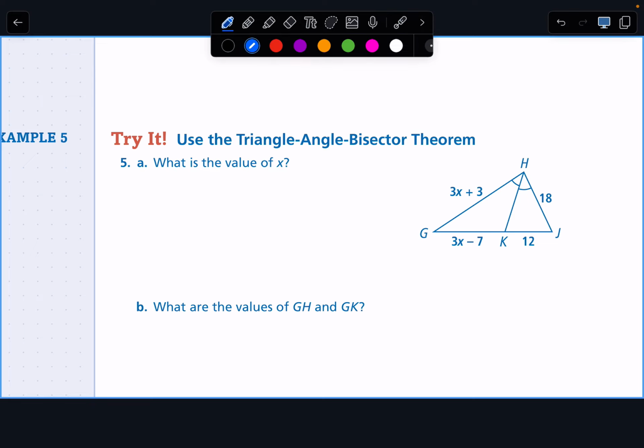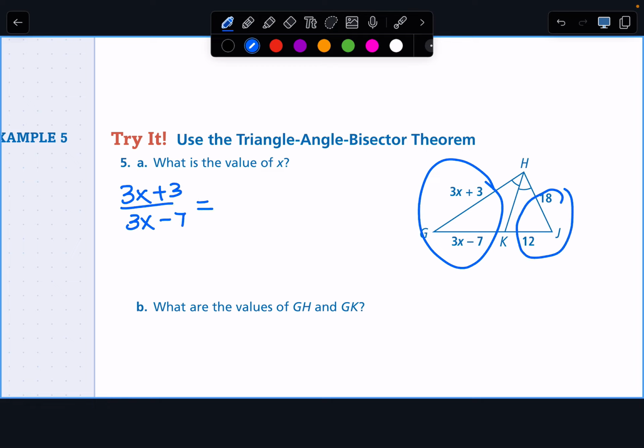So I can take 3x plus 3 divided by 3x minus 7, and it's the same as over here, 18 over 12. I don't care what it is, because we have a proportion. What do we need to do? And how do we solve? Cross multiply. It's the same thing you're learning right now.